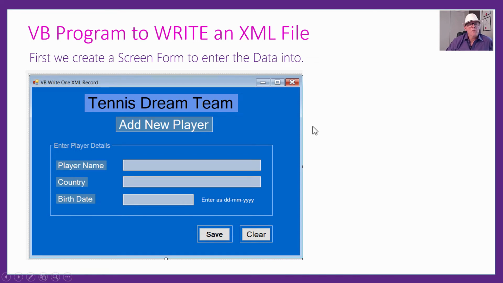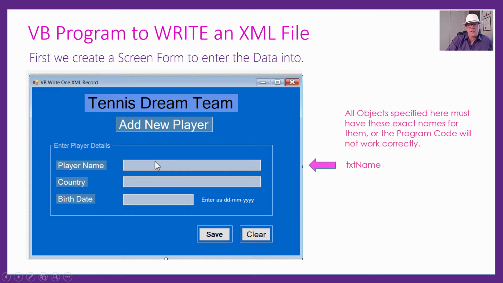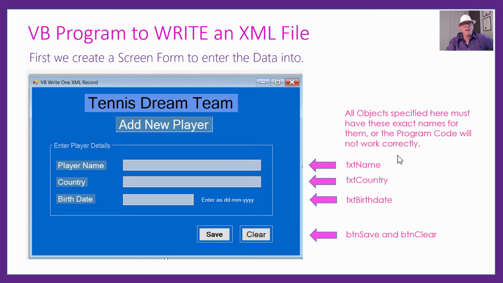For this one, we've made it fancy because we like doing that. We've got some labels here for what they are, text boxes where they're going to enter the data, and a save and a clear button. Now, certain things on here have to have special names. This text box for the name has to be called txtName because that's what it's going to be called in the program. txtCountry, and the date is txtBirthDate. So they do have to have those special names. If you're making this form yourself, make sure they've got those special names, and the buttons are called btnSave and btnClear.